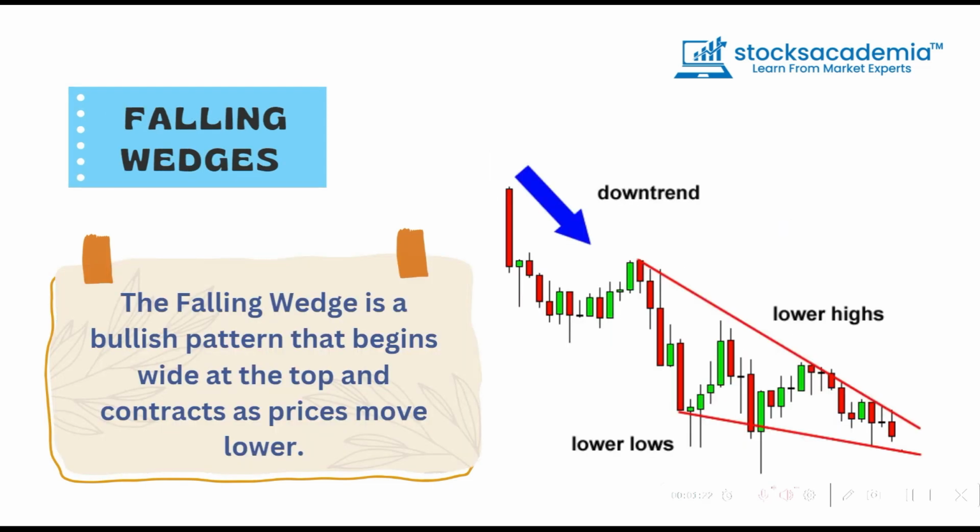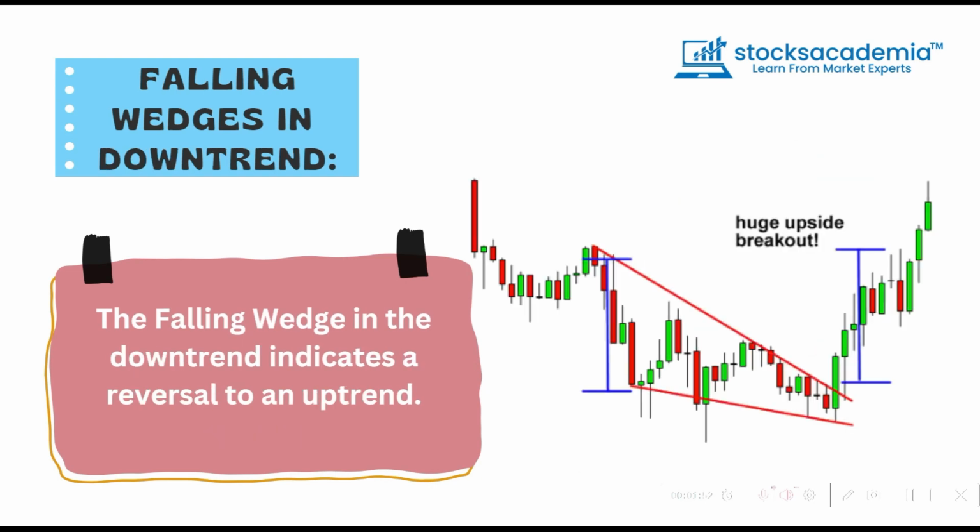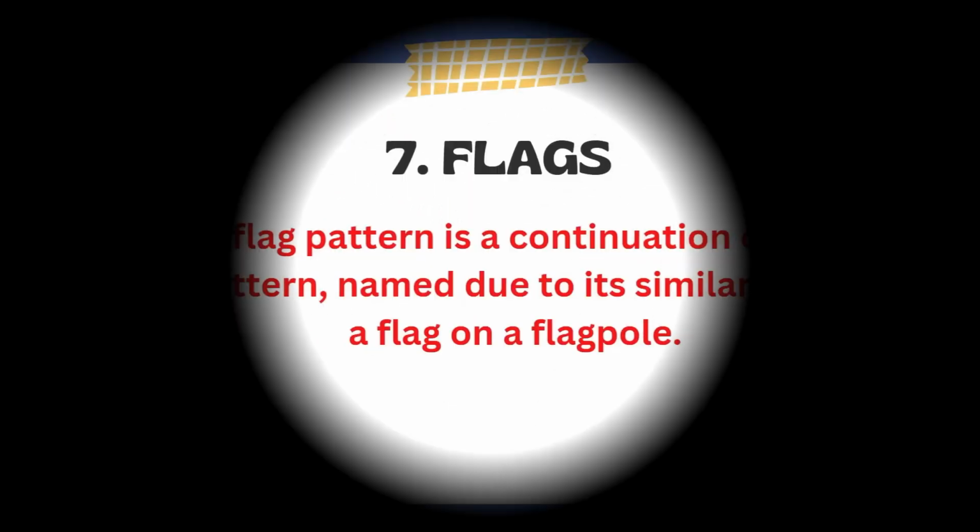Now let's talk about falling wedges. The falling wedge is a bullish pattern that begins wide at the top and contracts as price moves lower. Falling wedges in an uptrend. The falling wedge in an uptrend indicates the continuation of an uptrend. Falling wedges in a downtrend. The falling wedge in a downtrend indicates a reversal to an uptrend.